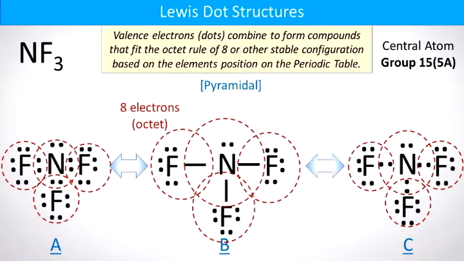Note here that in this case, nitrogen conforms to the octet rule, and so does fluorine, which contains 3 lone pairs of electrons.